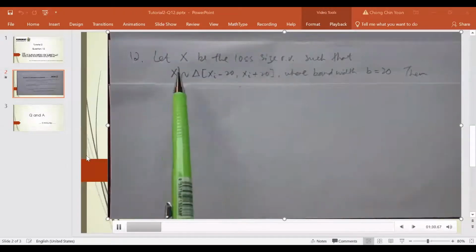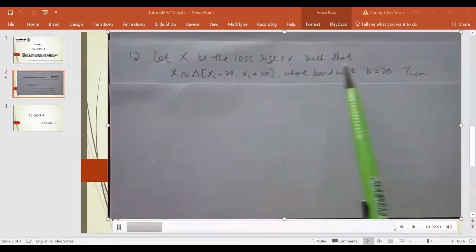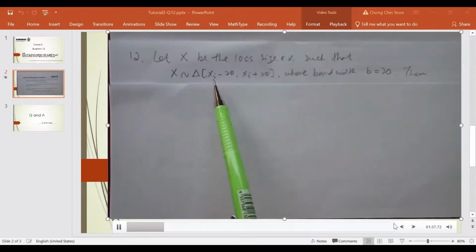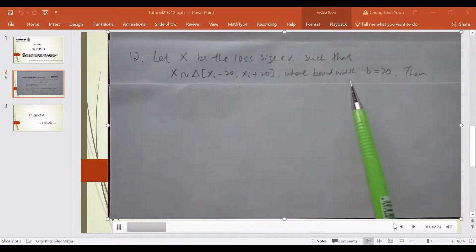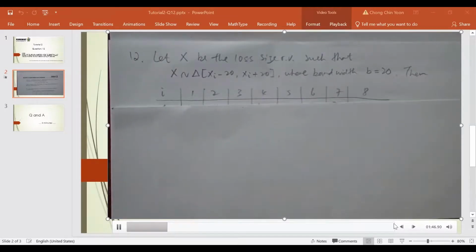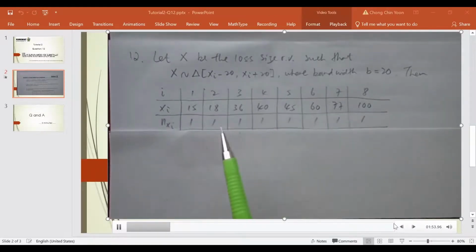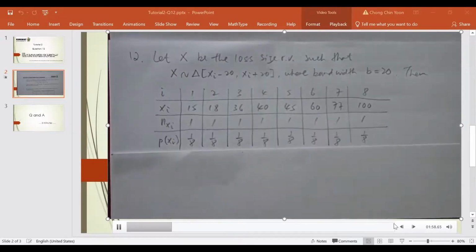Number 12. Let X be the loss size random variable such that X is triangular distributed in the interval from xi minus 20 to xi plus 20, where the bandwidth is given as 20. Then we have the following, where the loss data is given from 15 to 100, and the number of observations of each data is 1. So the probability for each data is 1 over 8.